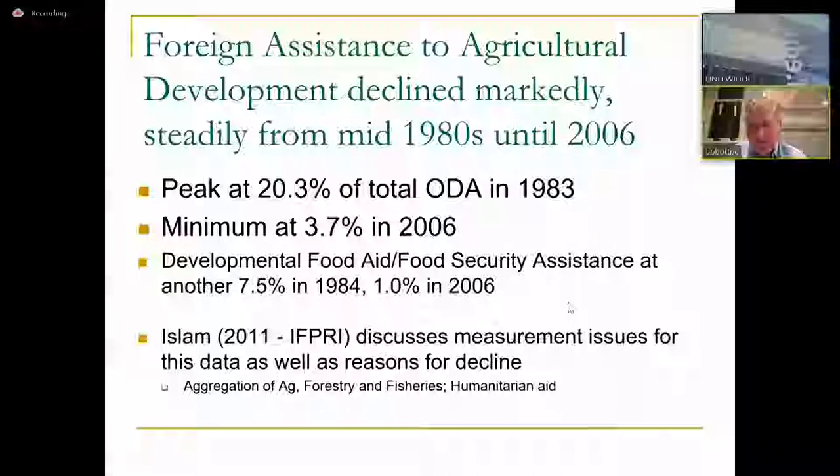There are a number of measurement issues associated with this data, including aggregation of ag, forestry, and fisheries data prior to 1995, and how you count humanitarian food aid, of which much of developmental food aid is considered. And there's an excellent discussion of this by Nurul Islam from IFPRI in 2011. If you want to know what all the different categories of this are about and some of the problems in interpreting the data, I strongly recommend his paper.